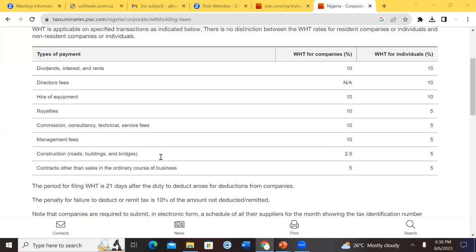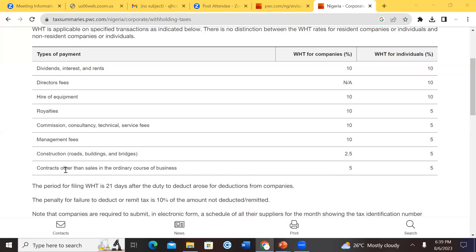Then we have construction too. It's 2.5% for companies. You need to take note of this so that you don't overcharge construction company vendors that your company contracts with. It's 2.5% for companies because of how large their transactions are. So you may have a construction contract of over 50 million, and you can only charge withholding tax to the tune of 2.5%. For individuals, you charge 5% because those are just minor contracts of probably 5 to 10 million or something. But because of how large those construction contracts are company to company, that's why we are charging 2.5%, so as not to erode the entire profit of the construction company that we contracted.